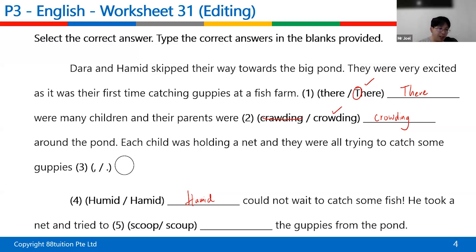Could not wait to catch some fish. He took a net and tried to. So what's the correct spelling here? Obviously, it's the first one, right? Scoop, S-C-O-O-P, not S-C-O-U-P. You only spell it with O-U-P if you're trying to spell soup, but this is obviously not soup. It's scoop. So to scoop the guppies from the pond, all of you got this one correct as well.